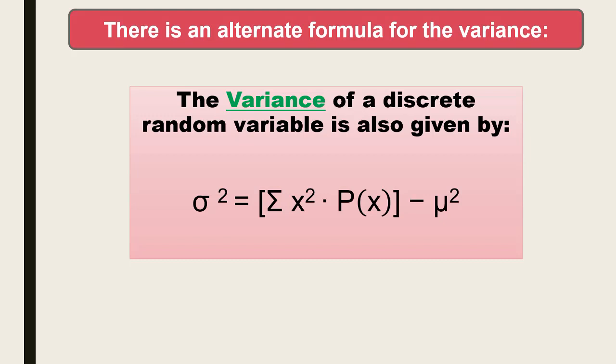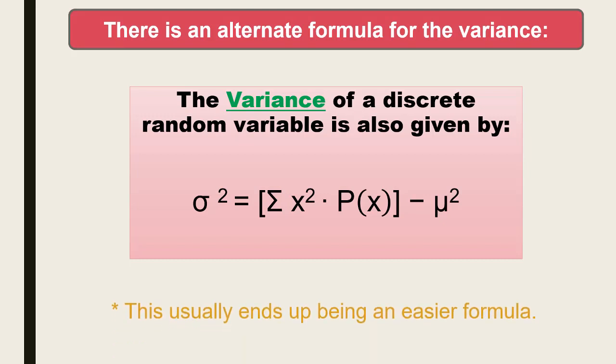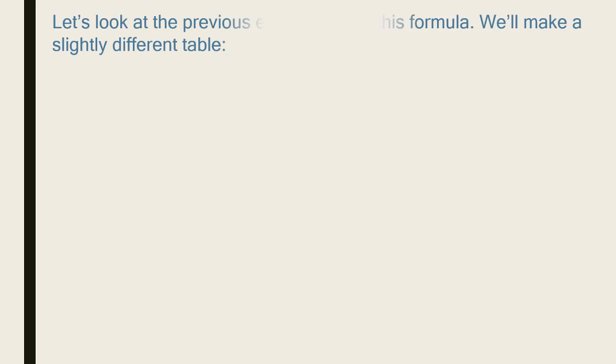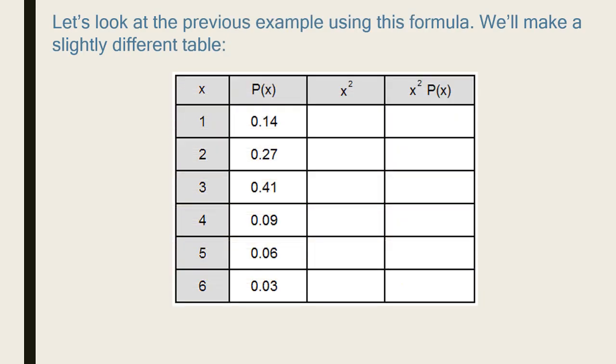We're actually going to do the exact same problem. And to do it, we're going to make a slightly different table. So again, here are my 6 values of the random variable, and here are those probabilities. These are exactly the same as in the last problem. You'll notice that now, instead of having 3 extra columns, I only have 2 extra columns. 1 column for x squareds and 1 column for x squared times the probability of x. So x squared, 1 squared is 1, 2 squared is 4, 3 squared is 9, 4 squared is 16, then 25, and 36.